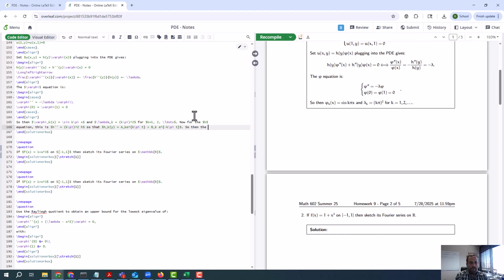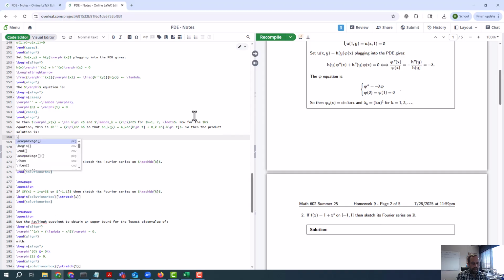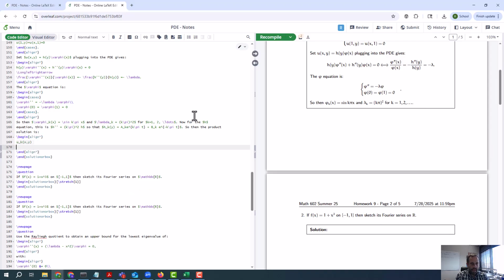So then the product solution is u k of x, y is equal to, I did h of t, but that is supposed to be an h of y, like that. Okay, so it's going to be this times the phi, so sine of k pi x. Let's see how that looks.